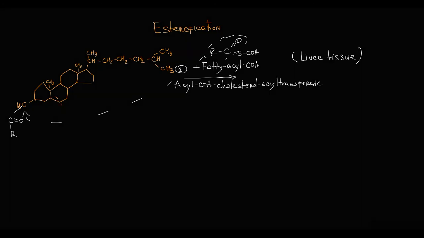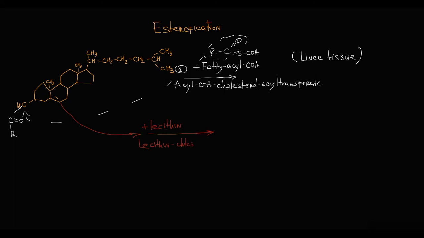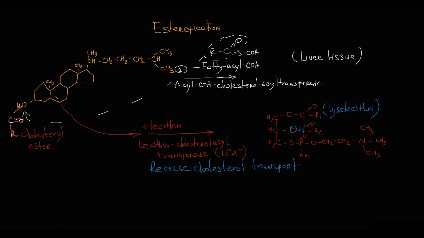The other pathway is the reaction of cholesterol with lecithin, also called phosphatidylcholine. This reaction is catalyzed by the enzyme lecithin cholesterol acyltransferase, LCAT, and results in production of cholesterol ester and lysolecithin. This reaction is very important in reverse cholesterol transport, but for now it's important to understand why esterification occurs.